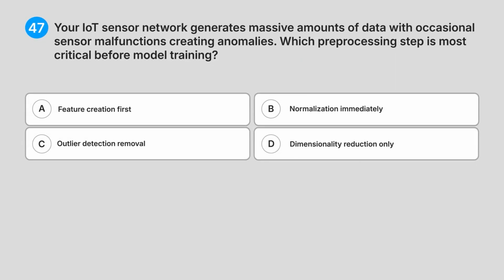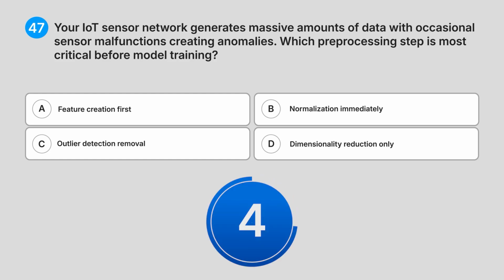47. Your IoT sensor network generates massive amounts of data, with occasional sensor malfunctions creating anomalies. Which pre-processing step is most critical before model training? A. Feature creation first. B. Normalization immediately. C. Outlier detection removal. D. Dimensionality reduction only. Can you guess the answer?